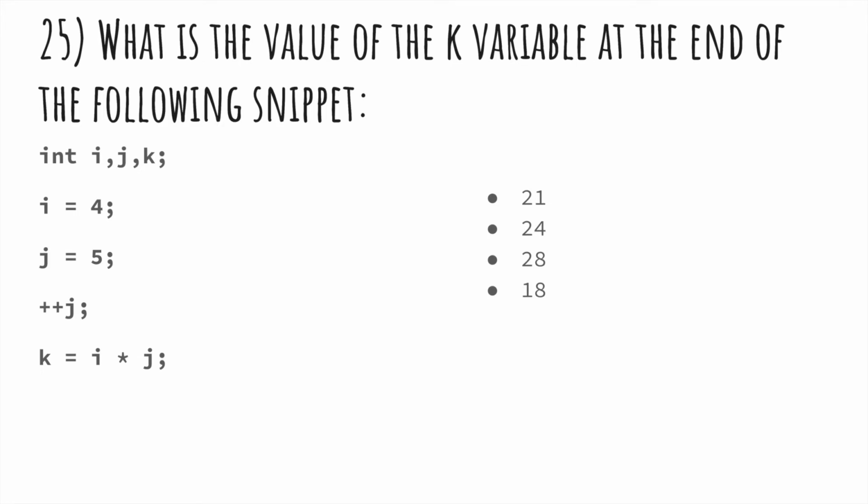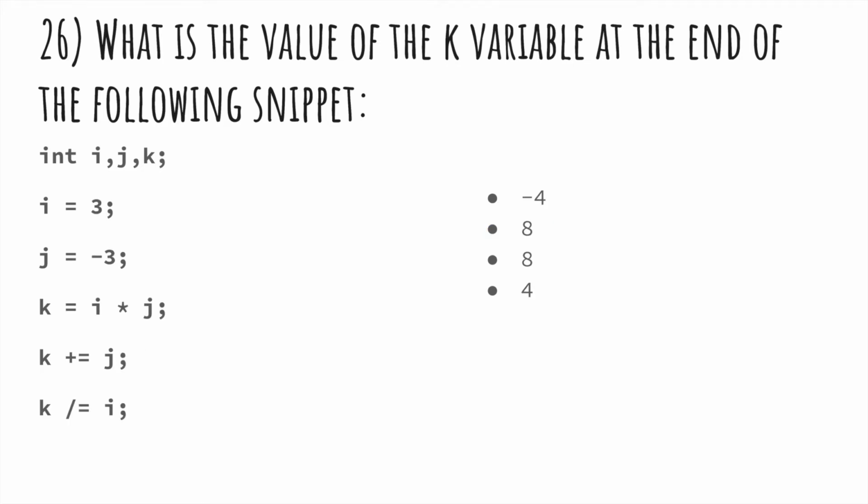How about this? You have 4 and 5, now you have ++j, so you're adding 1 to j. j is now 6, 4 times 6 is 24, and 24 is your answer.